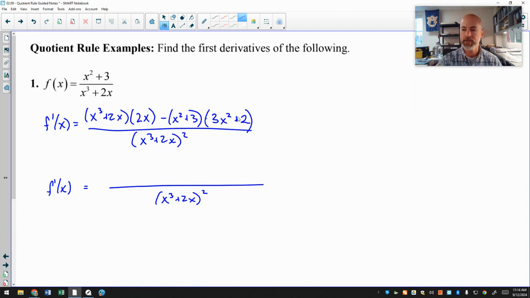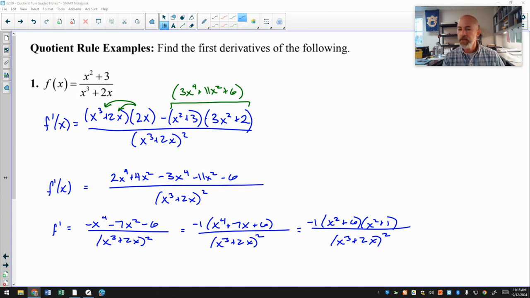And I'm going to pause the video and clean that up. If you want to pause as well to see if you can simplify this and get the same thing I do, then you can do that. And I'll be back in about a second. There was 1 second. And here is my simplified derivative.